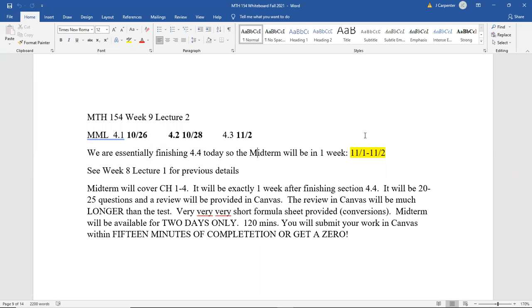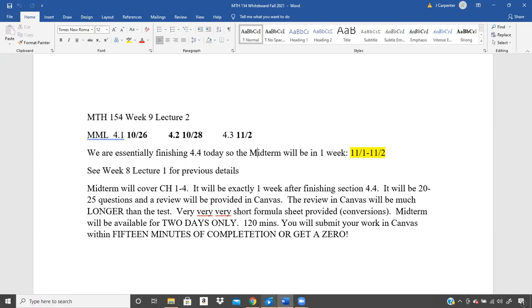We also have our project on the horizon, so don't forget that you should be working on that through all of November. Besides that, we've got a pretty long lecture to get into, so let's go ahead and talk about that last stuff from 4.3 and 4.4.